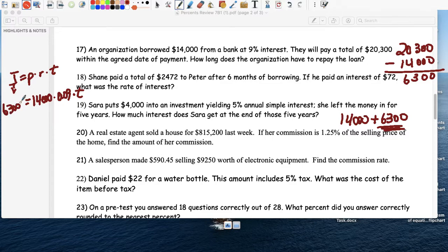Remember, there are 4 variables. 3 of them you know the value of. Now the rest is just calculations. We have to multiply 14,000 times 0.09, and that's going to give us 1,260. For T, we're going to divide both sides by 1,260. And T equals 6,300 divided by 1,260. Wow, exactly 5 years. So, 5 years.